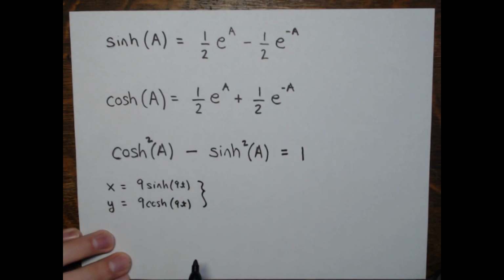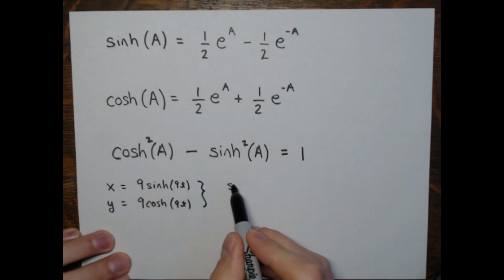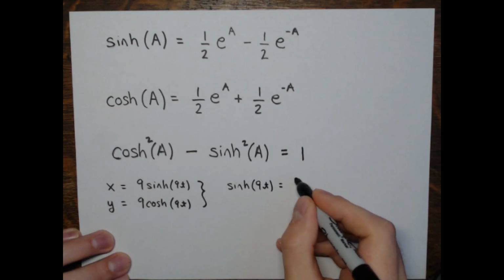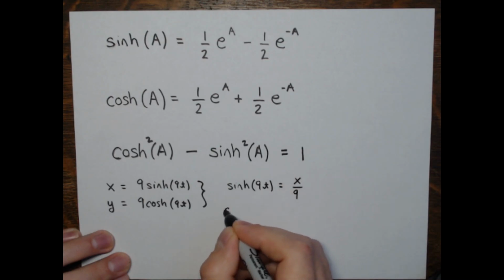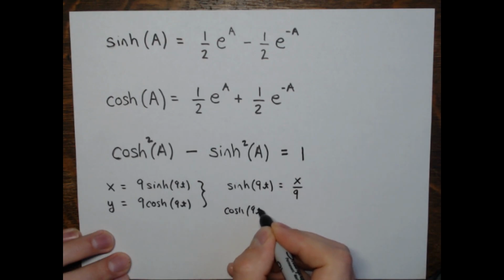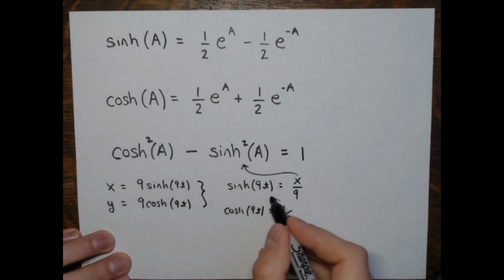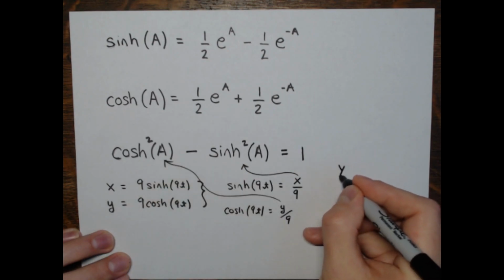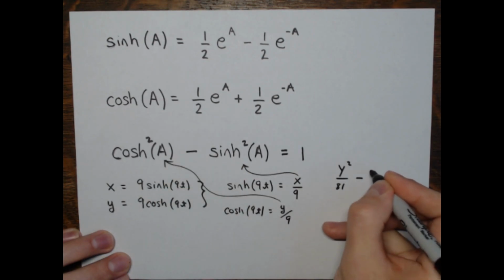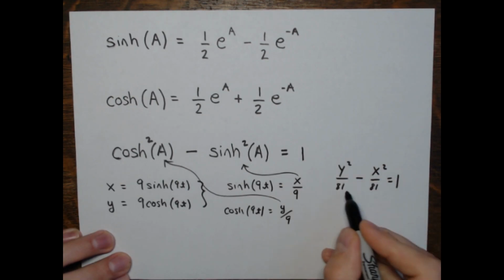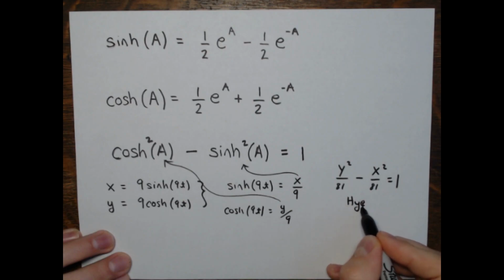just like I did with the regular cosine and regular sine, the circular functions, solve for the hyperbolic sine and hyperbolic cosine. The hyperbolic sine of 9t would be x over 9, and the hyperbolic cosine of 9t would be y over 9, and then I'm just putting these in to give me y squared over 81 minus x squared over 81 equals 1. And remember, this is the standard form equation for a hyperbola.